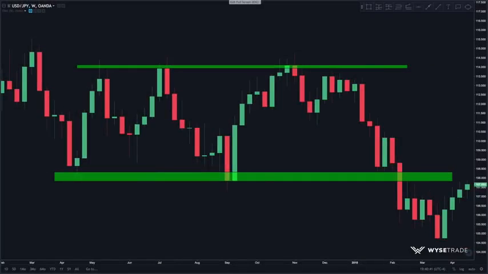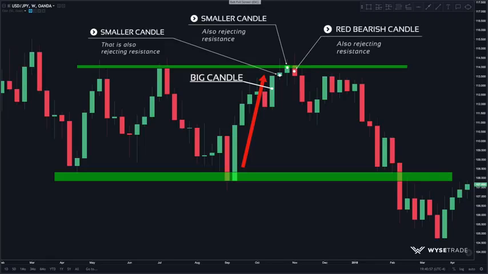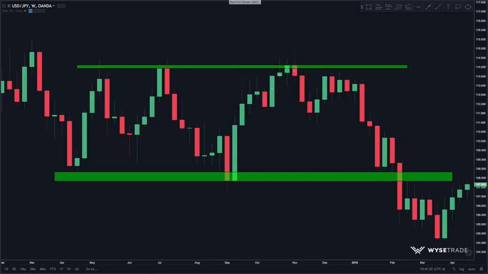Here's the dollar yen. You can see we have a double top here making this resistance. As price comes up and approaches this level, we have a big candle followed by a smaller candle that is rejecting this resistance, another candle rejecting resistance, and then finally a red candle also rejecting resistance before price reverses downwards.